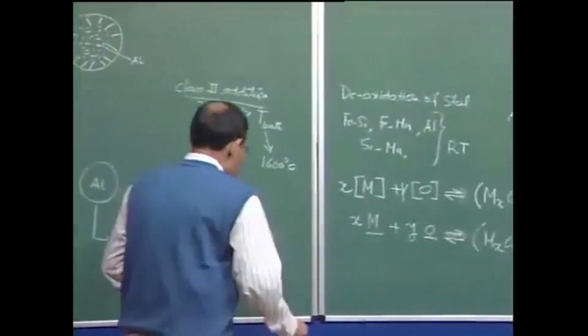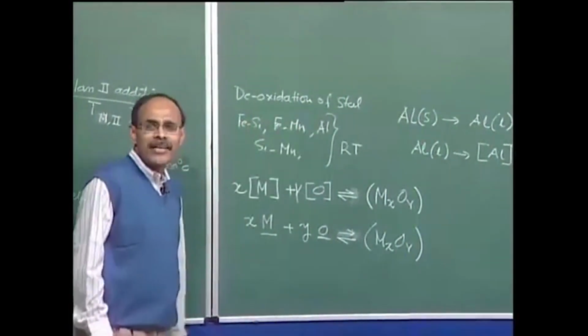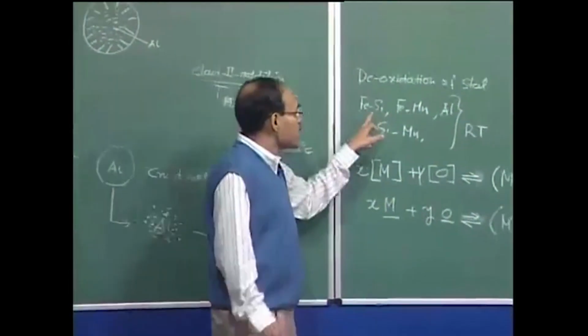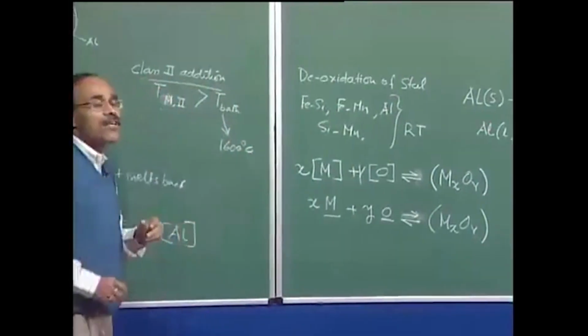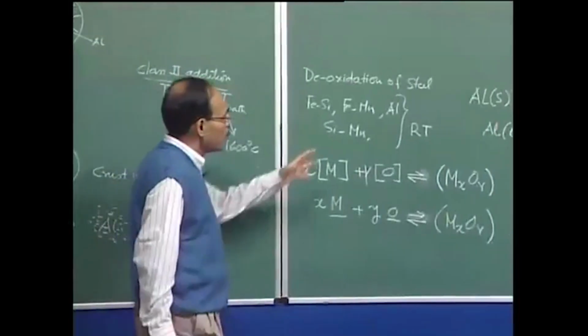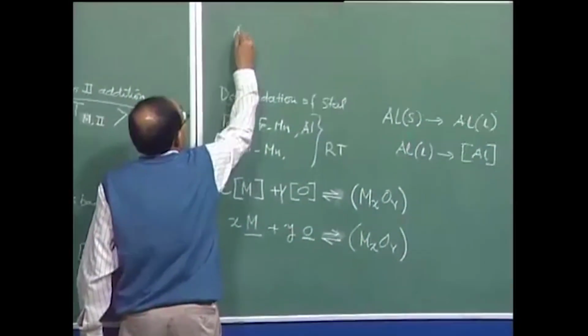Now, why do we add this kind of element like aluminum, ferrosilicon? One feature is that we must realize that silicon, aluminum, manganese, etc. have very high affinity towards oxygen. Now, in terms of their capability to remove oxygen, I would say in descending order it goes like this.